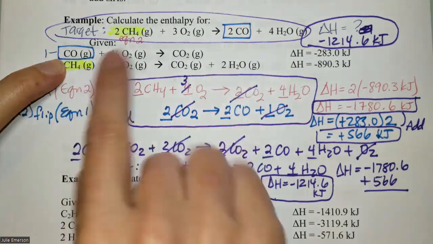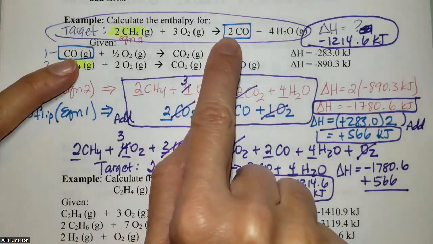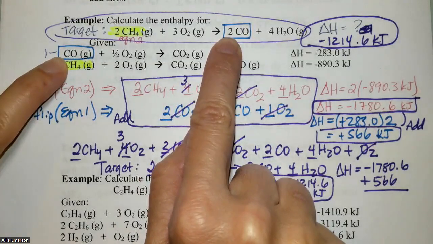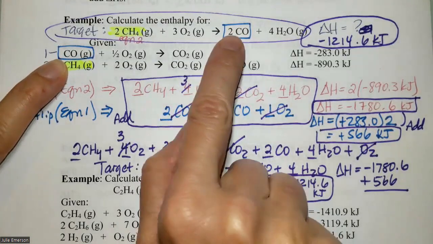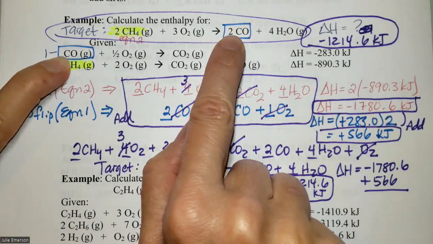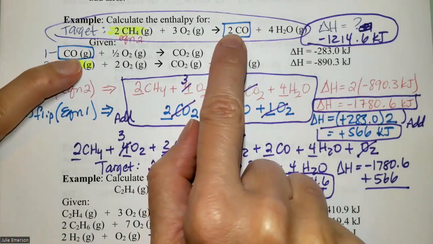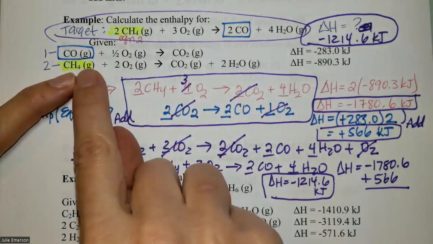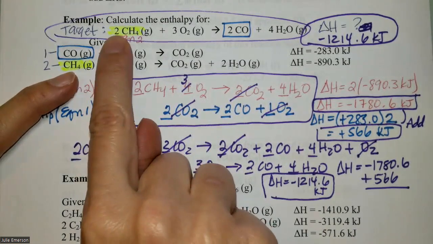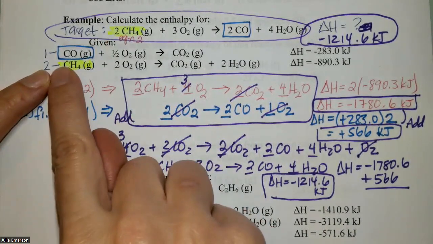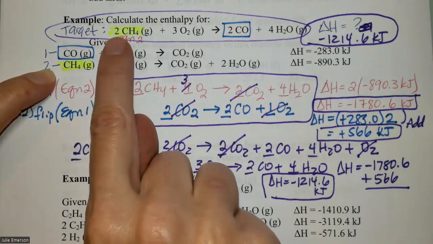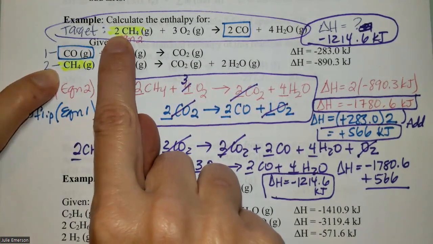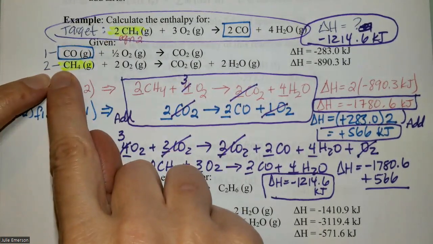So in this case, we already know we're going to have to flip equation 1. Then what I also see is instead of a coefficient of 1, I need a coefficient of 2. So I'm also going to multiply. So for equation 1, my answer would be, okay, I need to flip it and multiply. For equation 2, methane is on the correct side. It's a reactant, but I also need to change the coefficient. In my given equation, there's no coefficient. In my target, I need a 2. So I'm going to have to multiply equation 2.